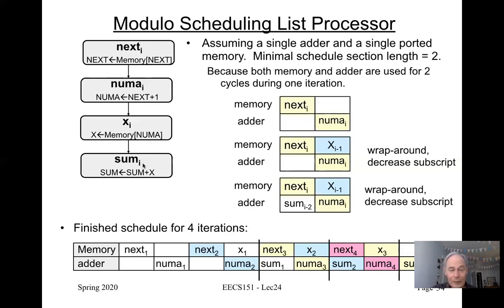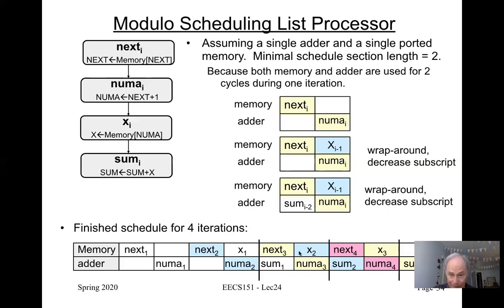The next thing to do would be to form sum based on X, and that should appear here, but we're at the edge. So we wrap around and we put it in this slot here. In the process of wrapping around, we make it I minus 2. All right, so this gives us a way to schedule this graph, one iteration, wrapping around, decreasing the subscript. So it shows us how the 3 different iterations are going to coexist. And that becomes the section here.